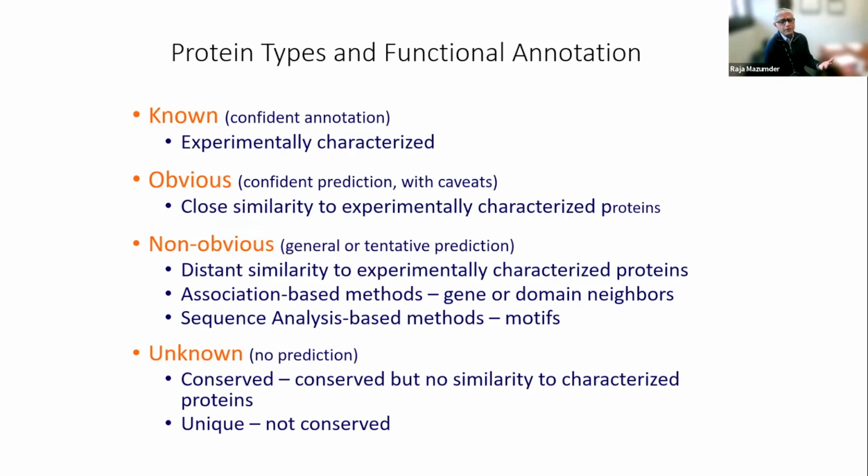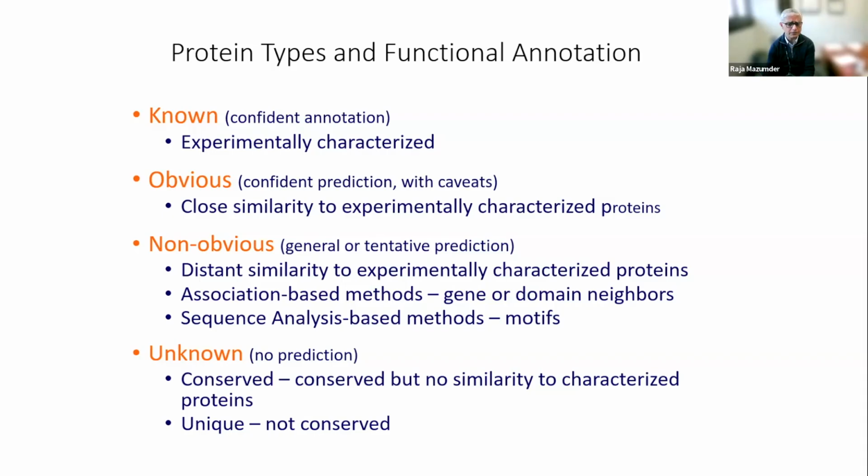Then there are the obvious ones, the confident predictions with caveats, close similarity to experimentally characterized proteins. For PTMs it is a little bit harder, just because two proteins are very close to each other in terms of identity does not mean that the PTMs are conserved, or there might be heterogeneity, as Mike also mentioned. So it becomes a little bit more complicated in doing these types of predictions for PTMs.